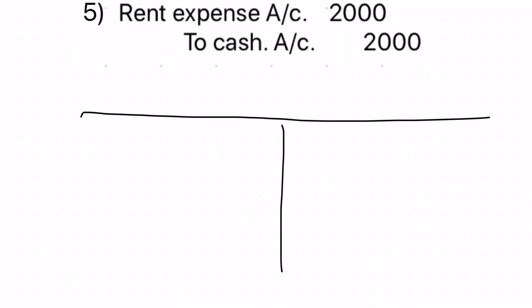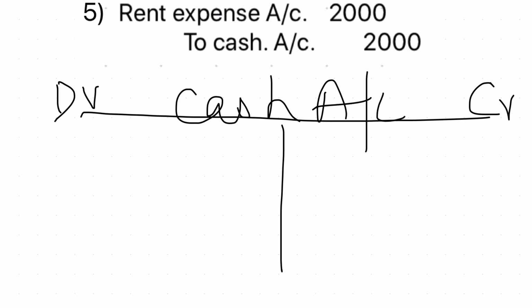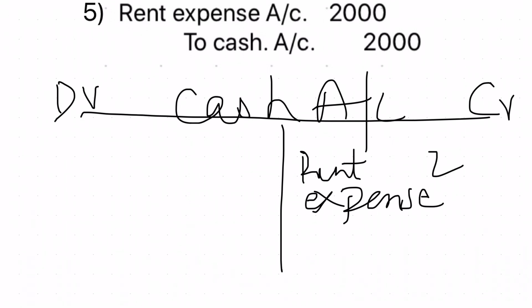Now we will show the effect of the same entry, because every entry has a debit and a credit effect. So here we write debit and credit. Now the cash account gets credited here. And the reason behind getting credit is rent expense. So here the cash account gets credited with the amount 2,000 rupees, which is rent expense of the period. So we paid rent using cash, so the cash account gets credited.